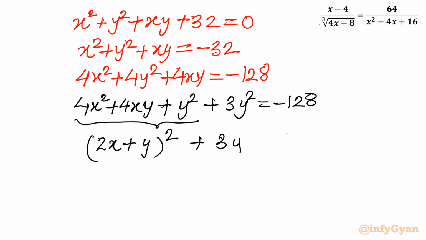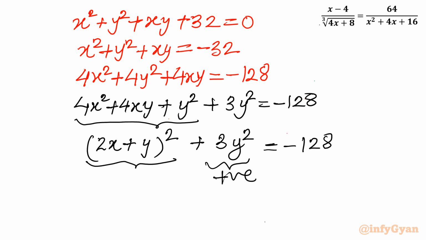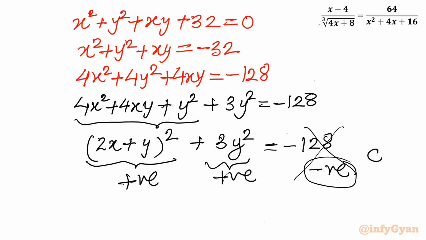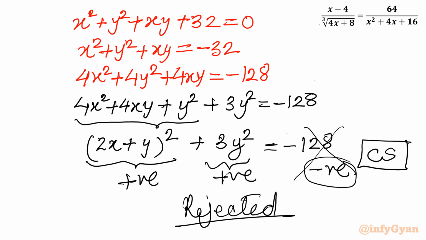Plus 3y square equal to a negative number. See, this is always a positive square. This is also a perfect square, always positive. How will we get negative? So it will generate complex solutions. So we will reject this solution from the equation. So reject it.